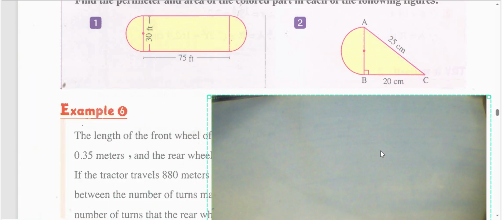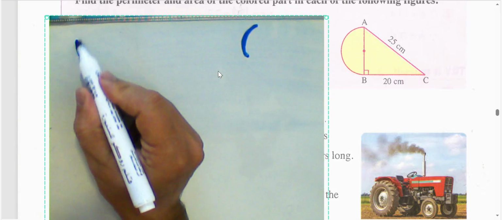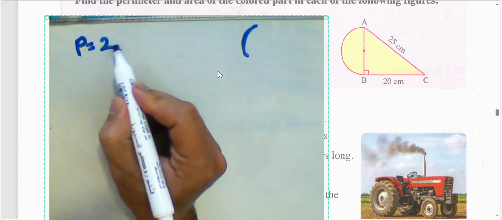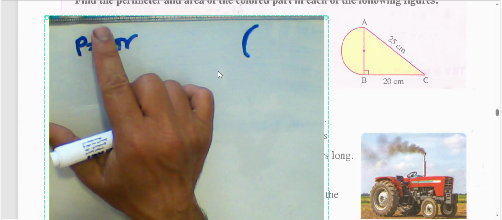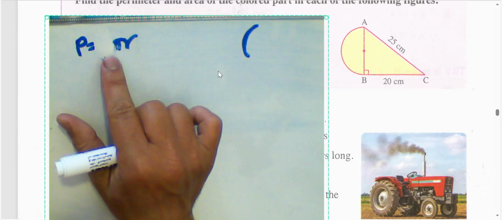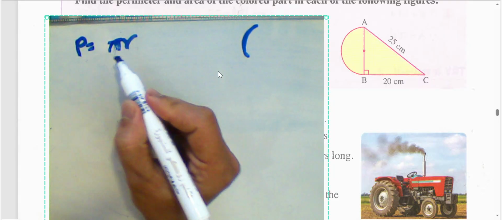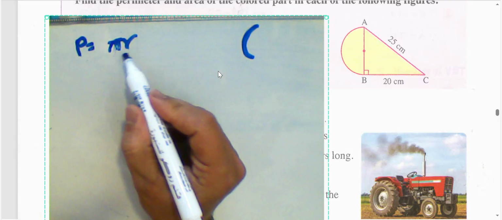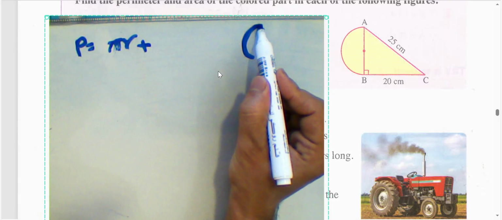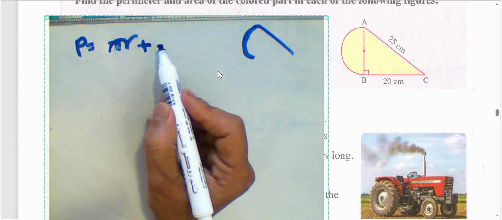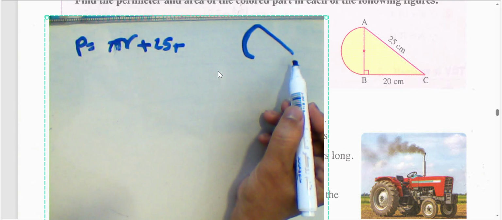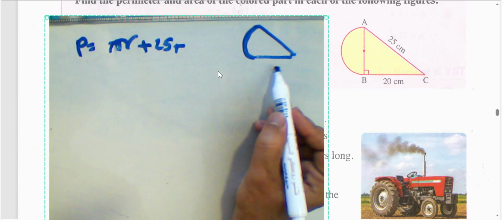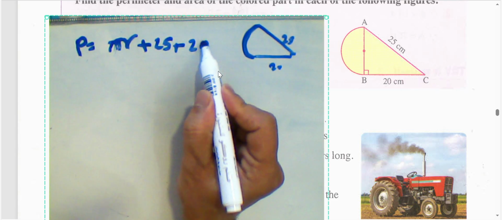Next question, we can find here the perimeter and the area. First, the perimeter, we can write the curve here, half of circle. The perimeter equals 2 pi r. It's a circle, but this is half circle, it will be pi r only, divided by 2. Then the perimeter of half of circle of this curve will be pi r, plus this part was 25 and this part was 20. We have 25 and 20.